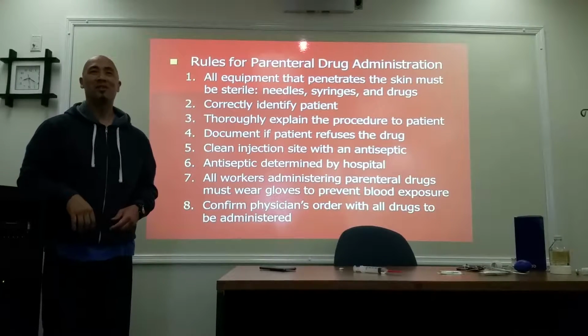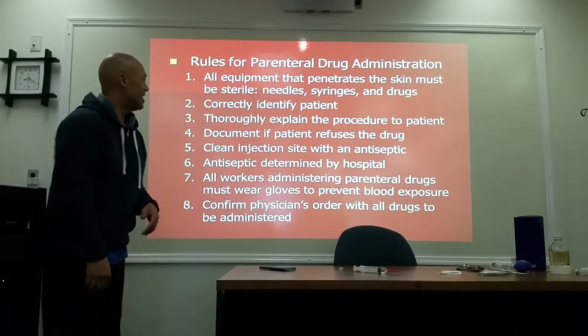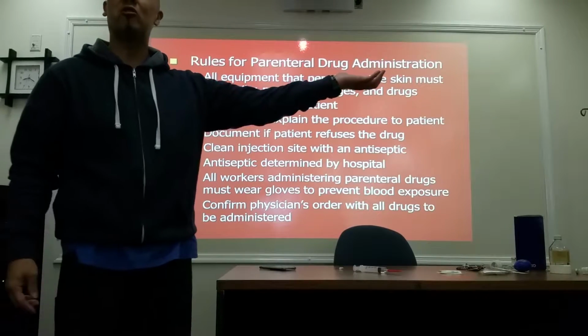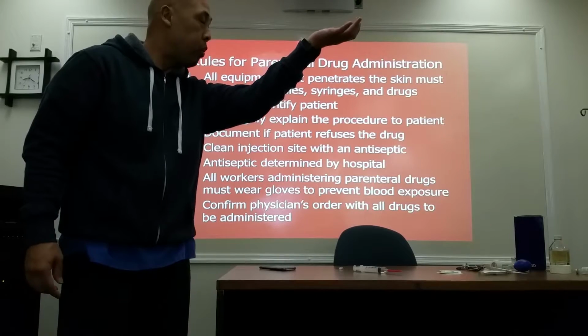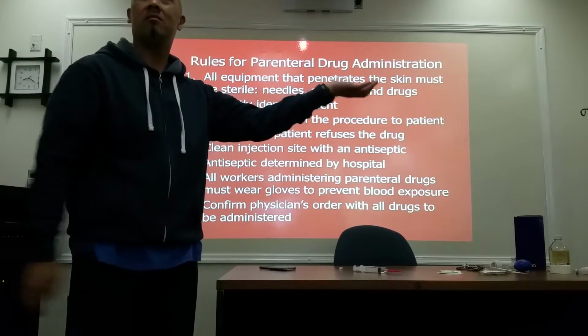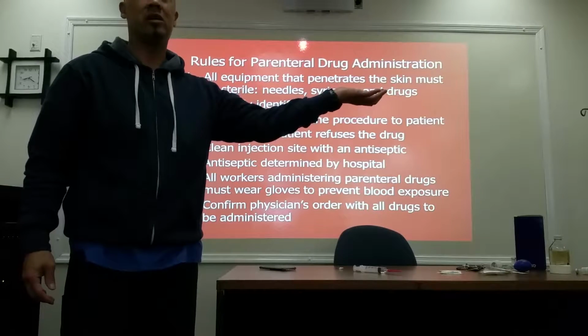And this is what I see a lot. I see phlebotomists doing that all the time. I'm like, come on. You're not cleaning it. And so once you go in a circular motion, you let it air dry. You don't blow on it, okay? You don't fan it, okay? Just let it air dry naturally, okay?